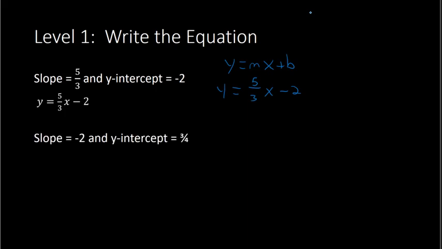Here's another example. Slope is -2 and y-intercept is 3 over 4. So again, we're going to use slope-intercept form. Slope is -2, and that's going to be your m value. B is your y-intercept, and that is 3 over 4. So my equation would be y equals -2x plus 3 over 4.